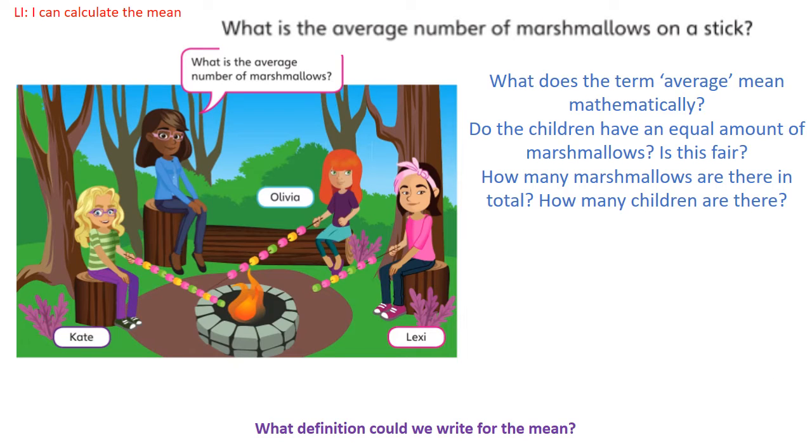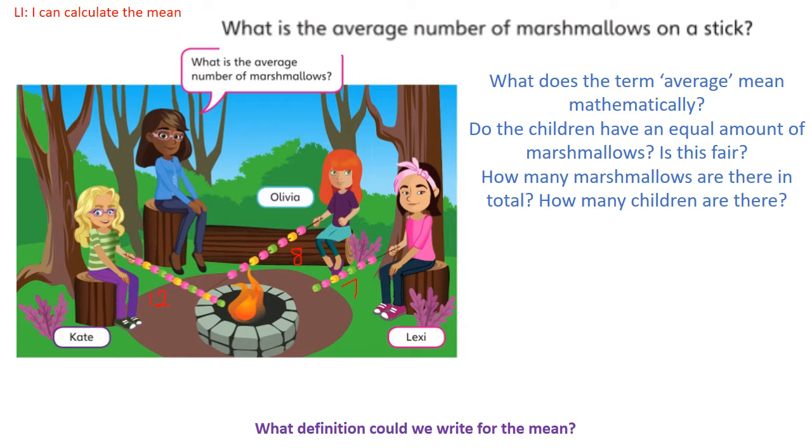Our first problem. What is the average number of marshmallows on a stick? So first of all, we're thinking about what the term average means mathematically. Let's have a look and see how many marshmallows we've got on each stick. Well, if we count up Katie's here, we'll find that she has got 12. Olivia has 8 and Lexi has 7.